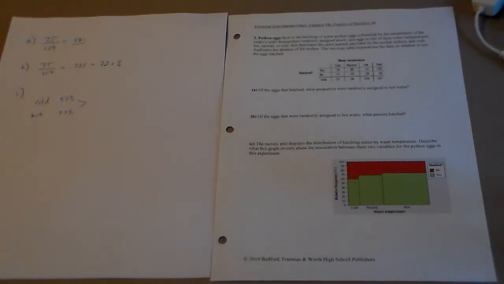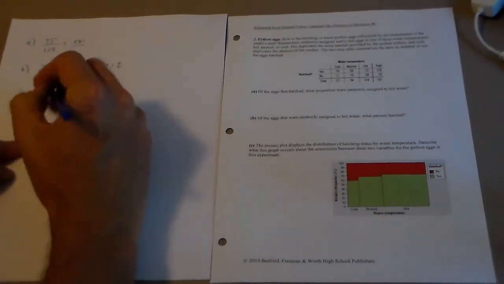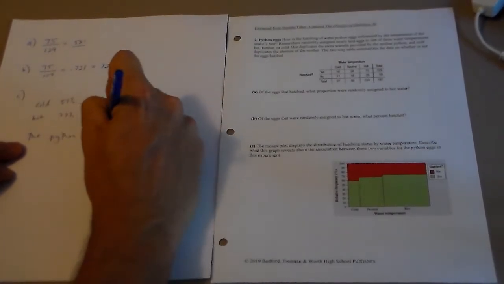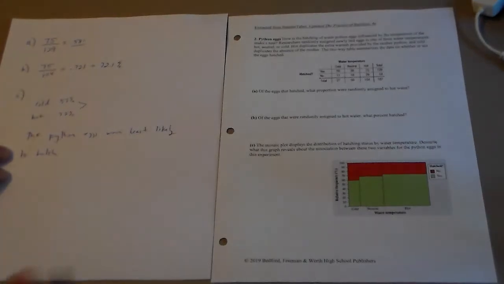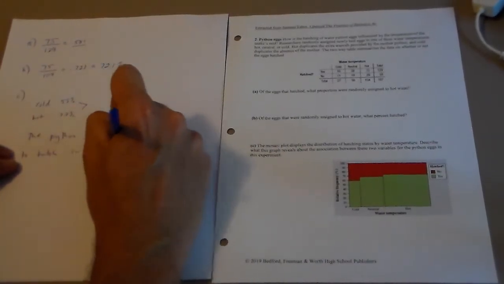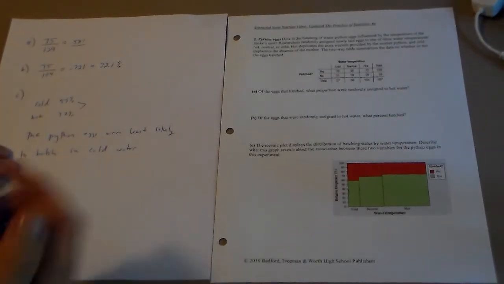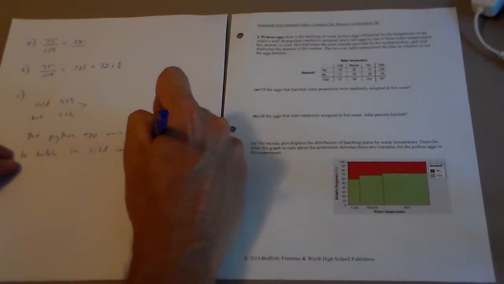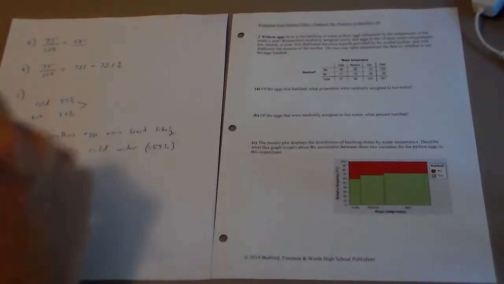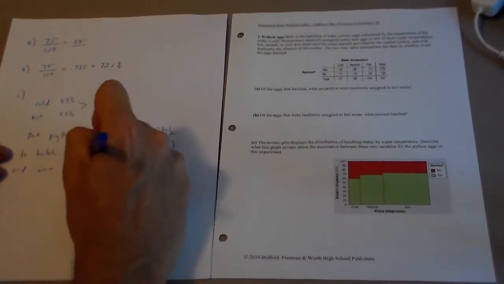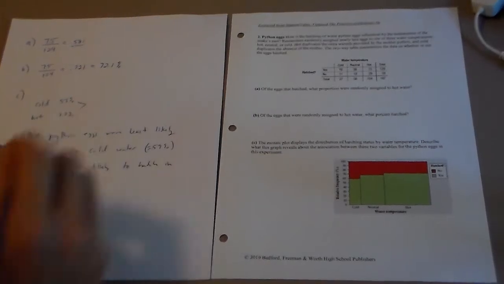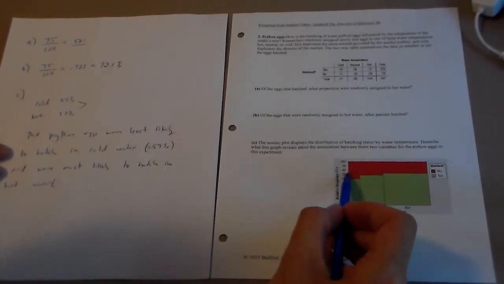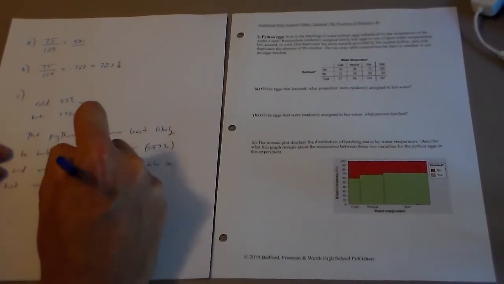So we would say something like, the python eggs, so I'll write this out, the python eggs were least likely to hatch. Well, where are they least likely to hatch? They're least likely to hatch in cold water. So least likely to hatch in cold water. Now, I think it's good to have the percentage embedded in this. So we would say about 59%. And were most likely to hatch in hot water. Okay, and then we could put that percentage in as well. We said that was 70, maybe a little bit more than 70, approximately 72%. Okay?